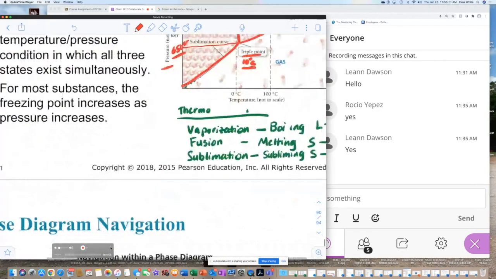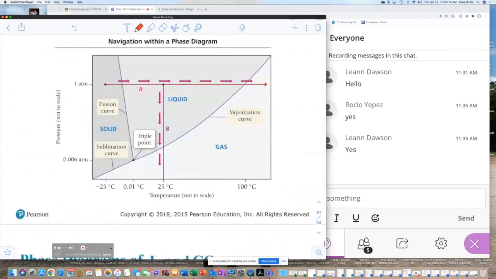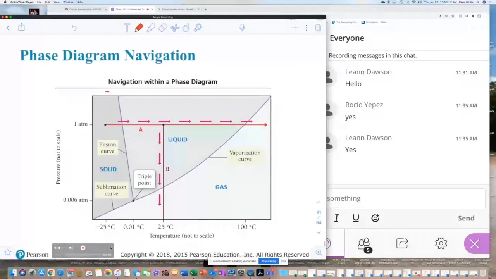So let's move on. I feel like I've kind of over explained this point already. Moving on right here. We're going to be navigating with a phase diagram, going from one point to the other.